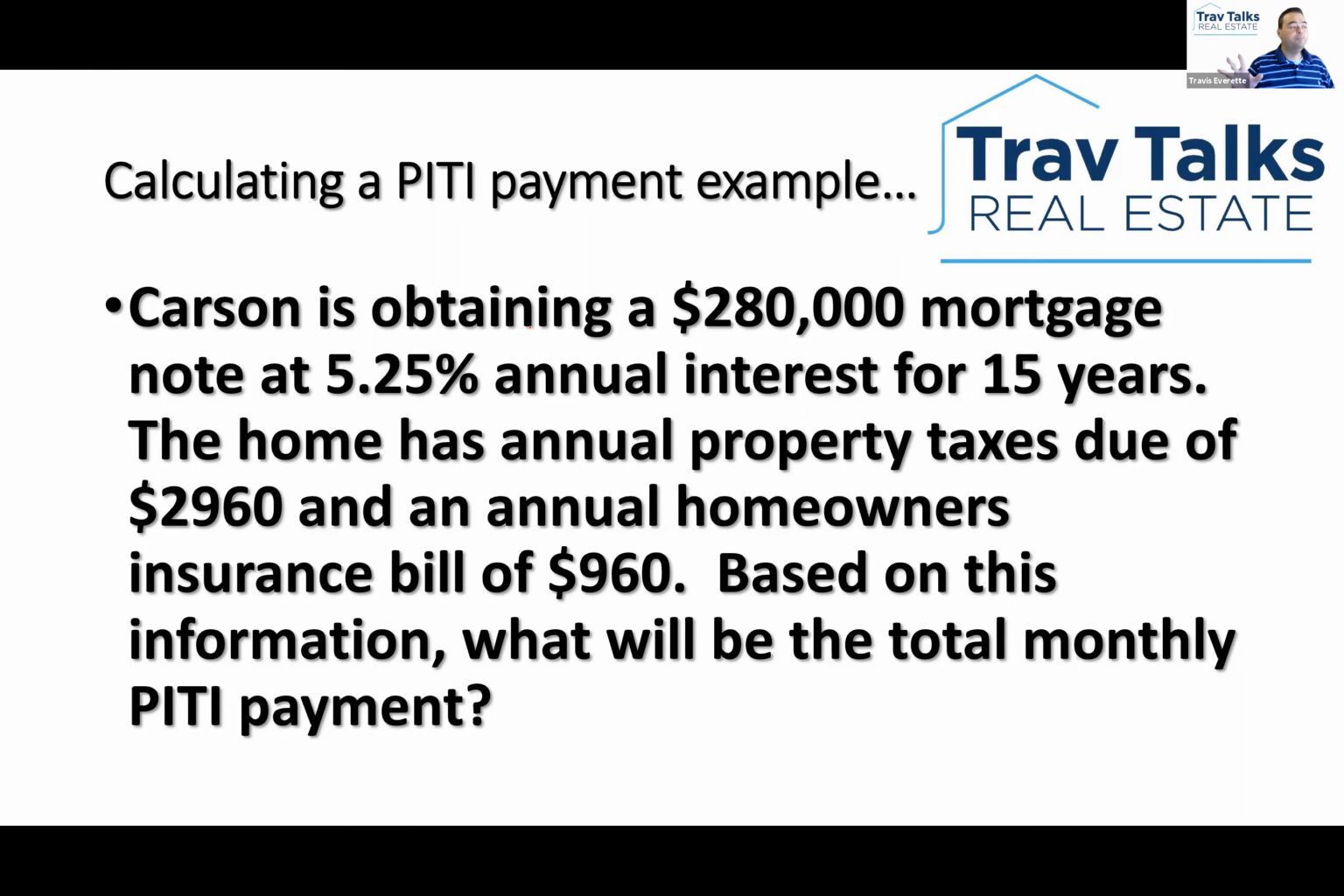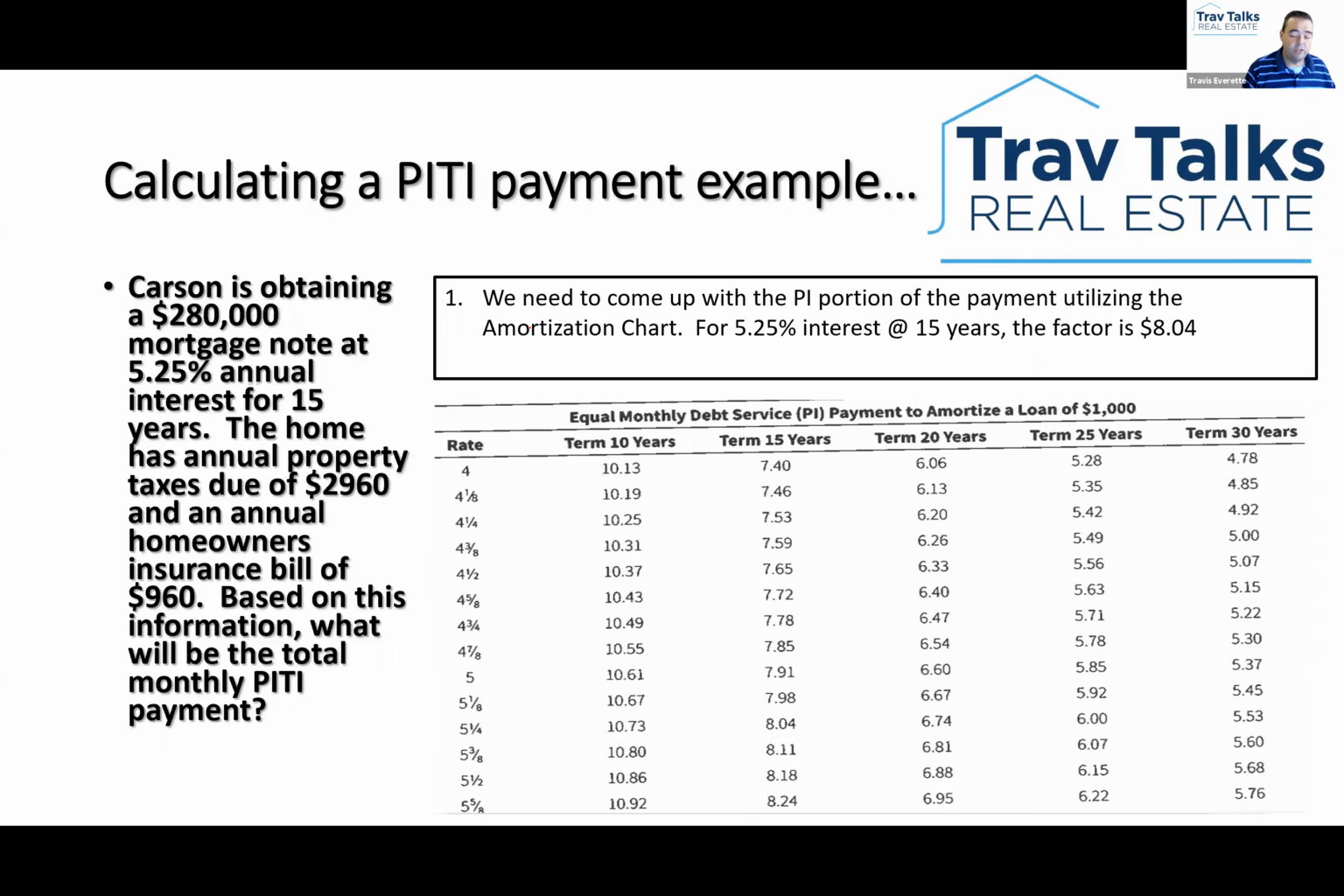So remember, the payment that the chart helps us come up with is only the PI portion of that payment. Does that make sense for everybody? So what we're going to have to do now is combine the chart, which gives us the PI portion, with the rest of this, the taxes and insurance portion. So let's start to do that. This is such an eye opener for me, because I thought you could only use the chart for PI payment.